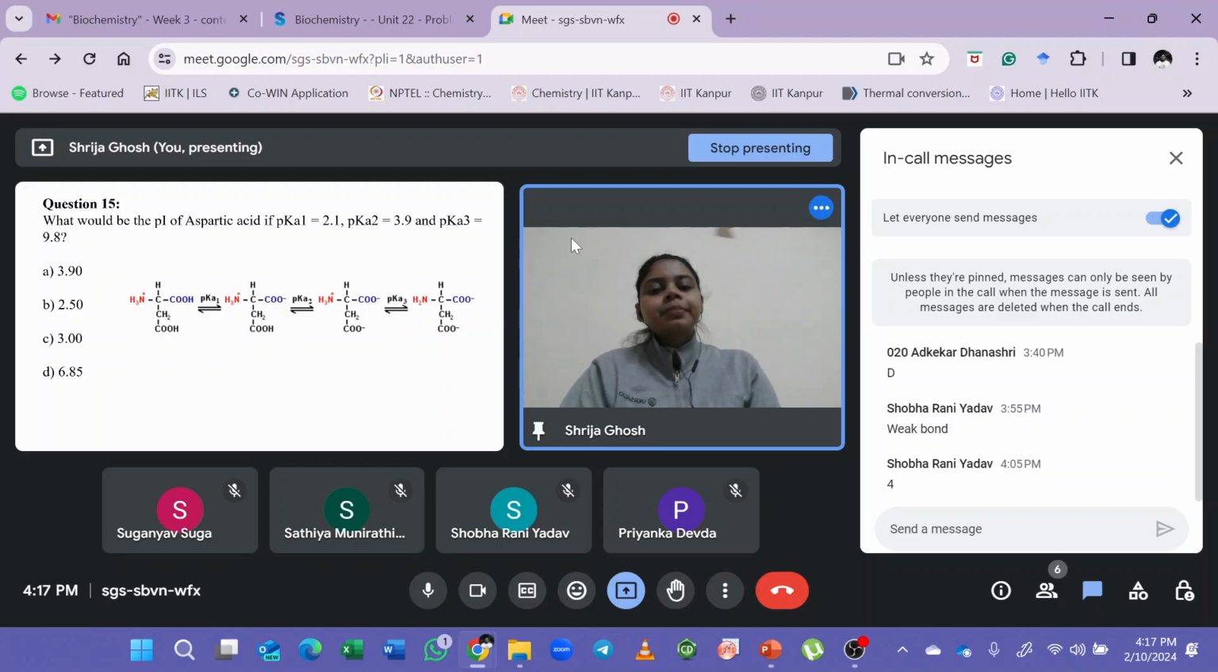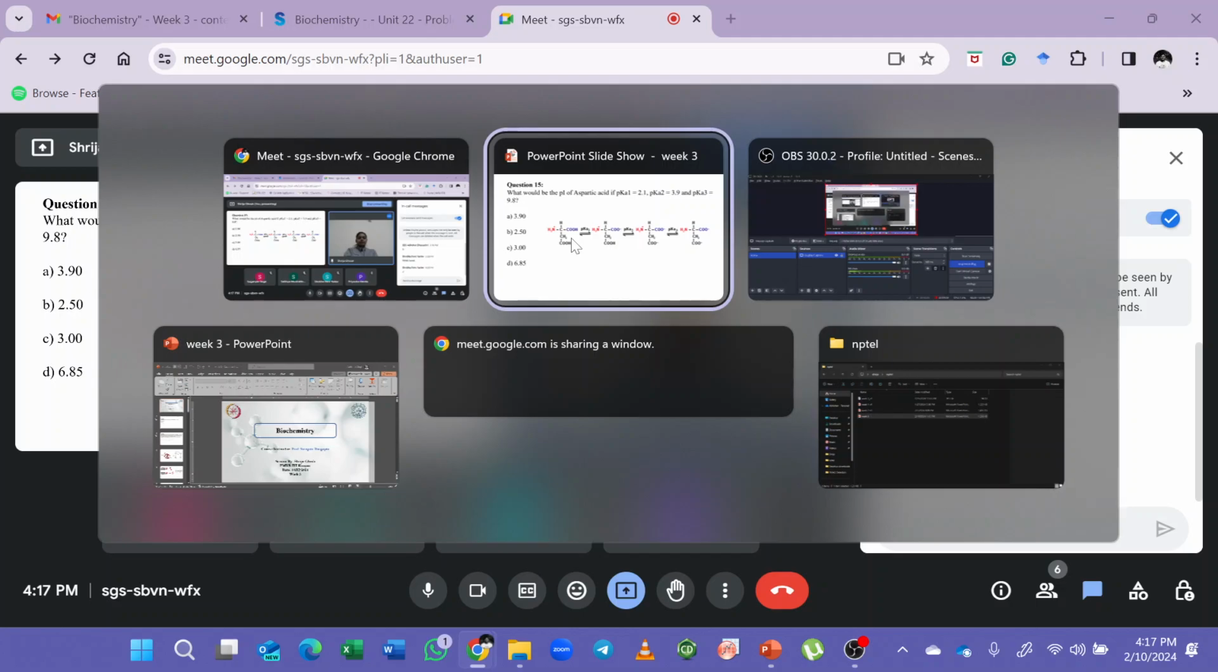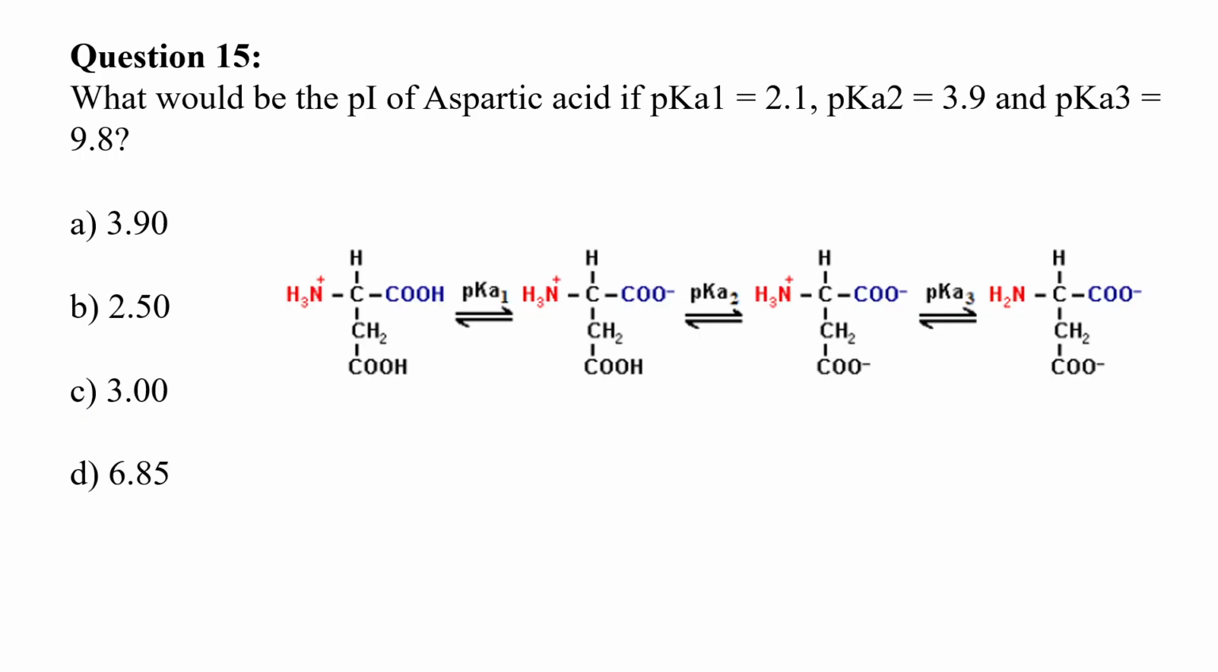What is pI? Anybody, what is pI? So pI is basically the pH where the protein or the peptide or the amino acid has the net charge as 0.